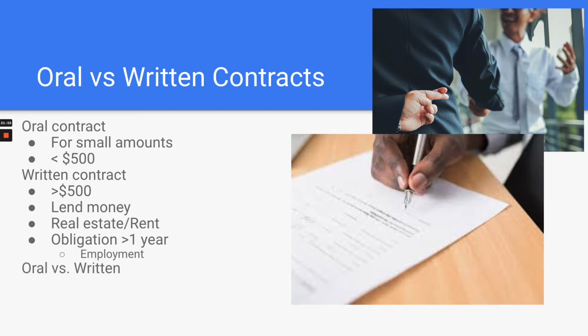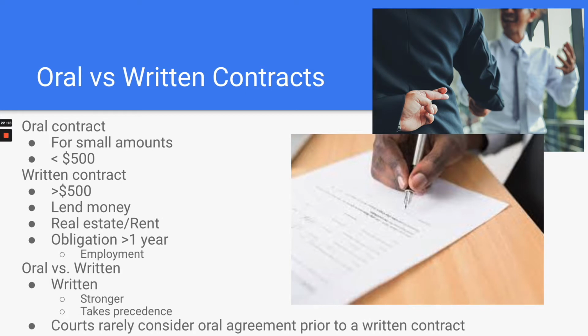Now, in terms of when contracts conflict, the written contract is always the one that will take precedence. It is the stronger contract. It does not matter if you made a verbal agreement with someone first. And you need to know that courts will only very rarely consider any kind of verbal agreement that was reached before a written contract.